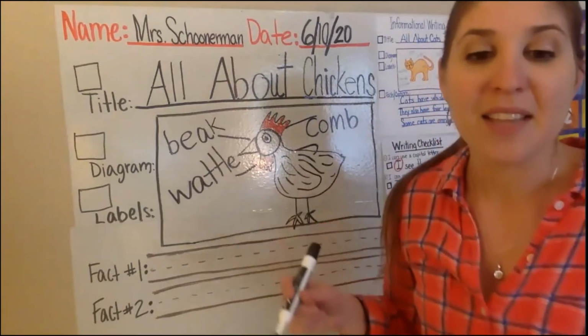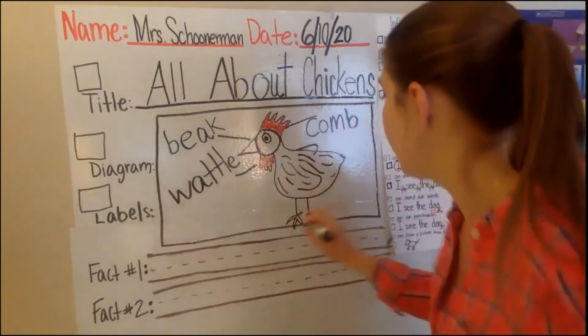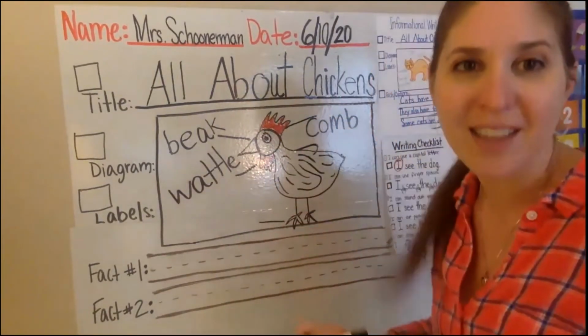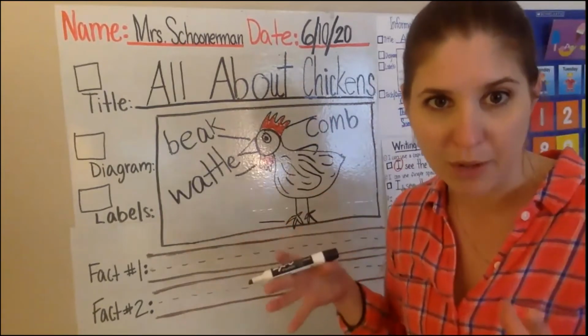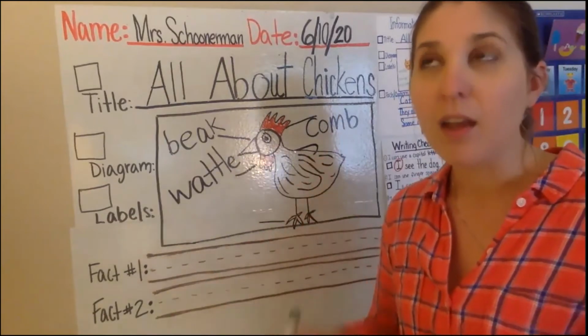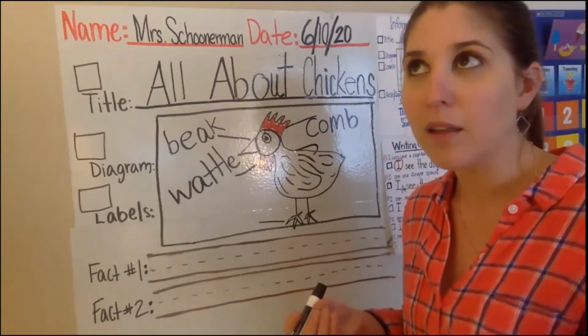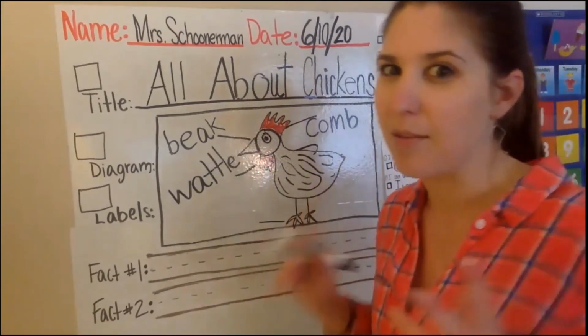Oh, the last thing I'm going to label with you are the claws. The claws on its little toes, on its feet. So let's spell the word claws together. Claws. Okay, we've got some sounds that we can hear.